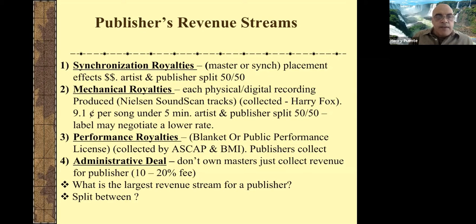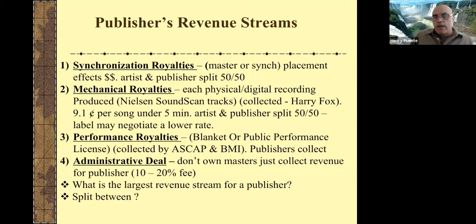And placement affects how much you get paid. If your music is played in the beginning of a movie, like the first scene, or when the credits are rolling in the beginning or at the very end, oftentimes you can ask for more money as the publisher. Or if you get placed in a very important scene in a movie, you can ask for more money from the filmmakers. Again, generally speaking, it's a 50-50 split between the songwriter and the publisher. This is about 26% of a publisher's revenue stream. So synchronization royalties, again, are about 26% of a publisher's overall revenue.